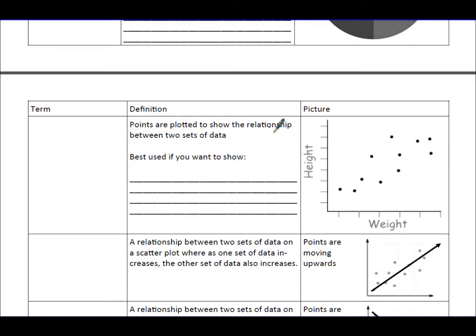Points are plotted to show the relationship between two sets of data. So each point has two things associated with it, and those points are scattered across the graph. So this is called a scatter plot. So it's best used to show if you're comparing two different things. So each point there is a person, and that person has a weight and a height. So you're comparing different people's weights versus their heights.